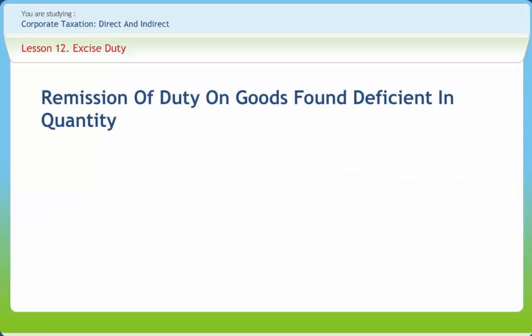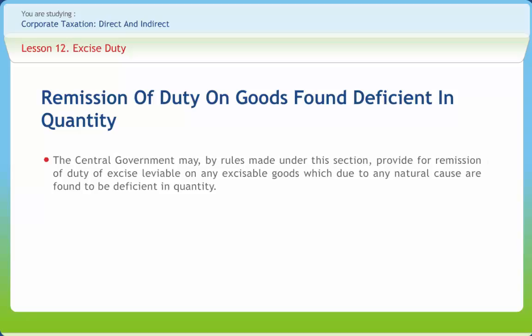Now let's discuss remission of duty on goods found deficient in quantity. The central government may, by rules made under this section, provide for remission of duty of excise leviable on any excisable goods which due to any natural cause are found to be deficient in quantity.